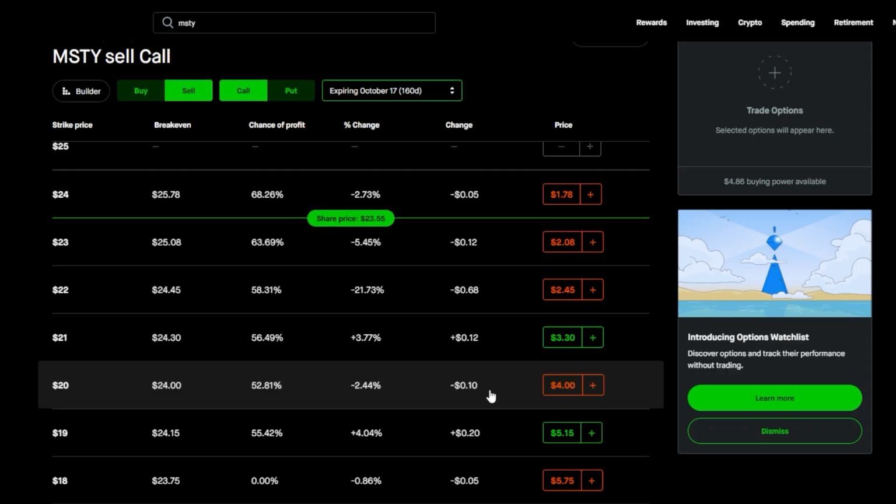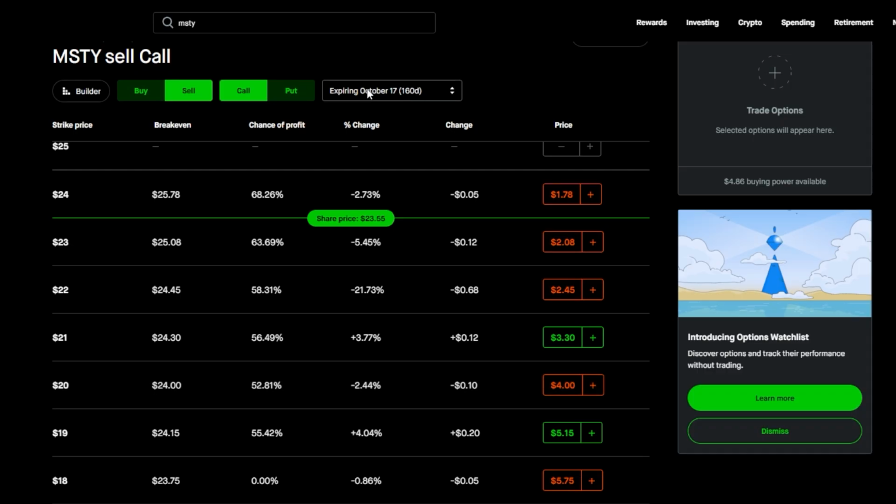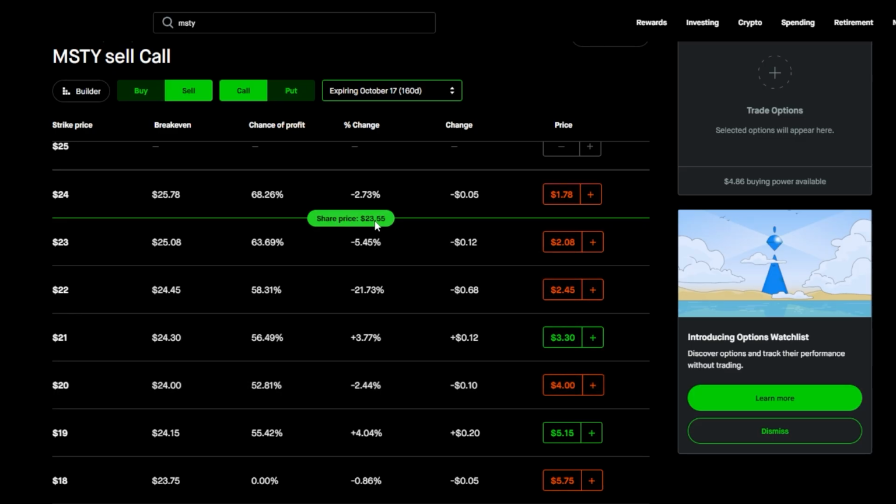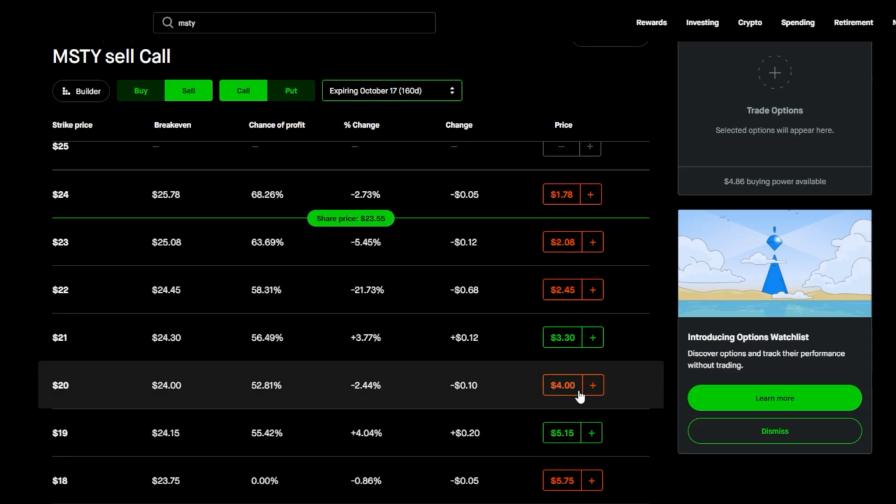So what this means is that sometime in the future, I'm willing to give up my shares of MSTY on or before the expiration date of October 17th, 160 days away. And for doing so, for being willing to sell my shares for $20 per share, even though MSTY as of right now is $23.55 per share, I'm going to get $4 per share or $400 altogether in premium.